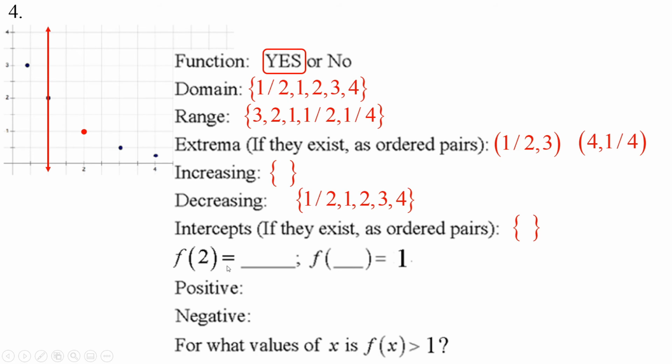So f of 2 equals 1, and f of what x value is 1? Well, that would have to be a 2. It's the same point right there. All right, know your function notation, you guys.